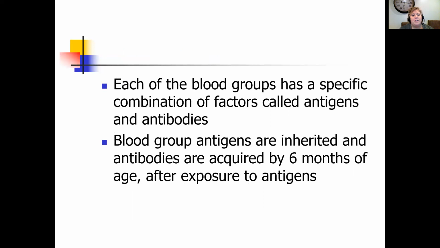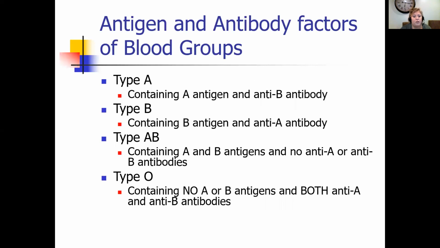Each of the blood groups, A, B, AB, and O, has a specific combination of factors called antigens and antibodies. Each blood group's antigens are inherited, and antibodies are acquired by about 6 months of age after exposure to specific antigens. If we look at type A, and we'll go down the A, B, and O in that order. Type A contains A antigen and anti-B antibody, which means it likes A blood and it will fight B blood. By fighting, I mean it will destroy it.